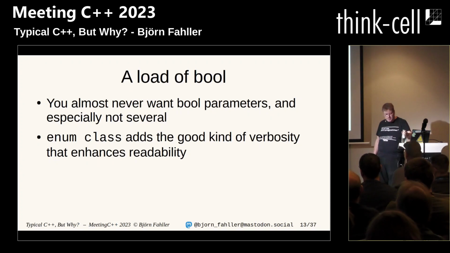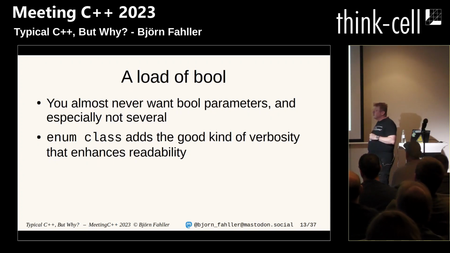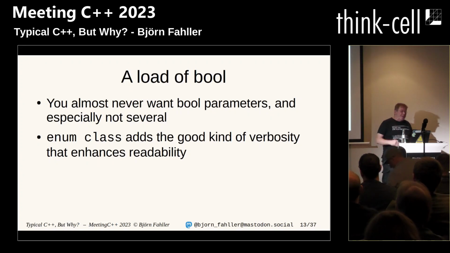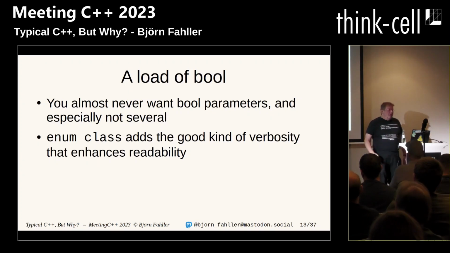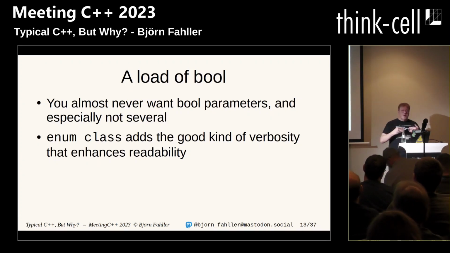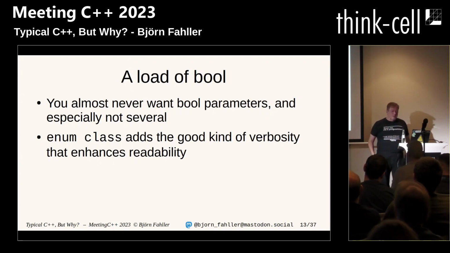So on bools in function parameter lists, you almost never want bool parameters, and you especially almost never want several bools. In fact, I cannot remember a single case where I would want that. An enum clause adds the good kind of verbosity that enhances readability. Your code shows intent instead of just naked numbers, or well, true, false in this case.